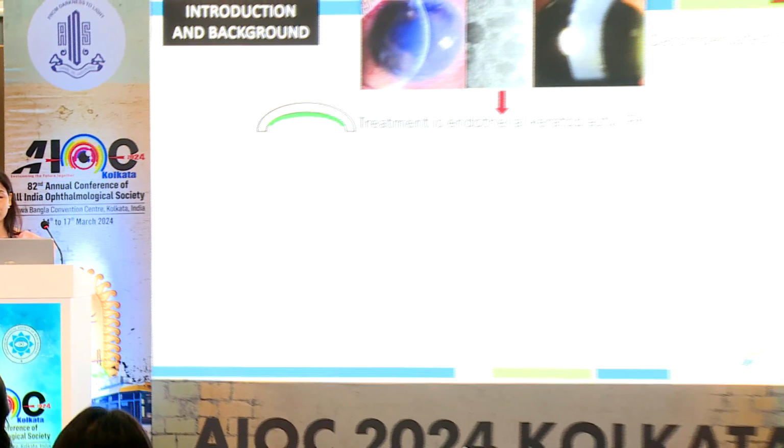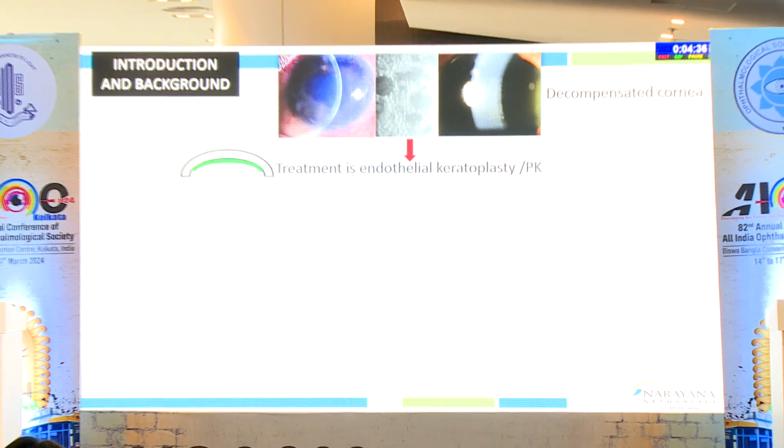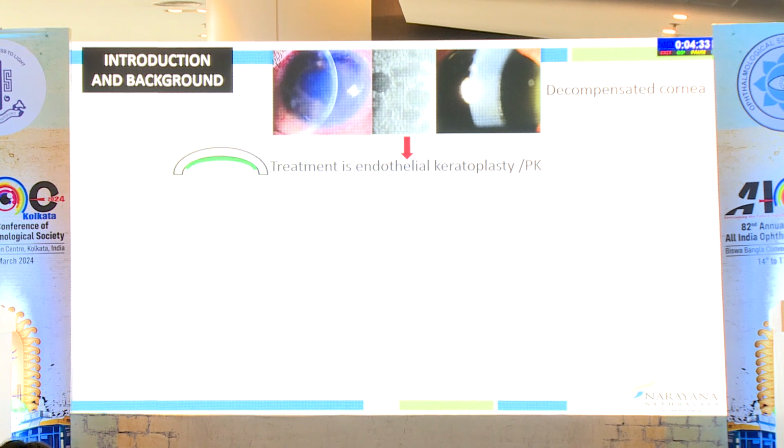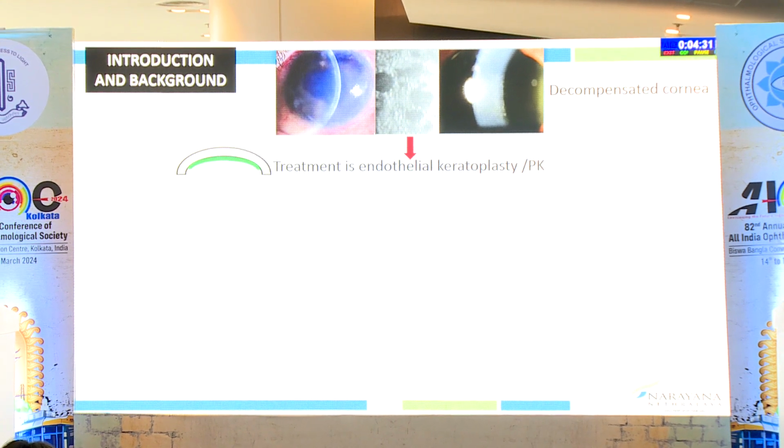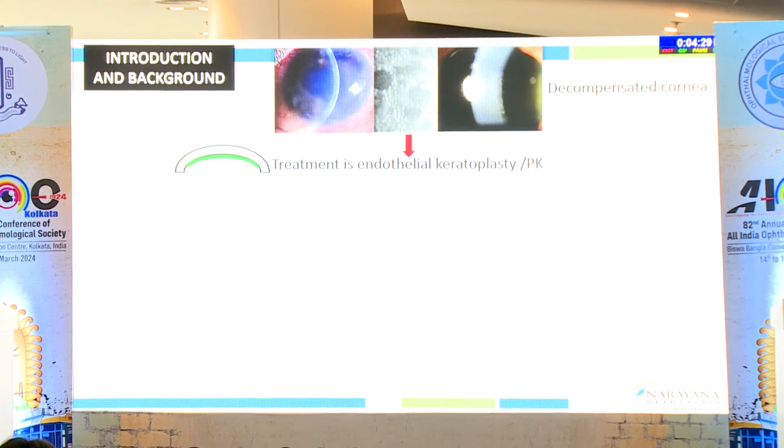So none of us need to be told why we are doing transplants. Obviously, there's always a corneal need. And most commonly, for some conditions like Fuchs endothelial dystrophy, the treatment is endothelial keratoplasty, or in more advanced stages, we are looking at doing a full thickness corneal transplant.